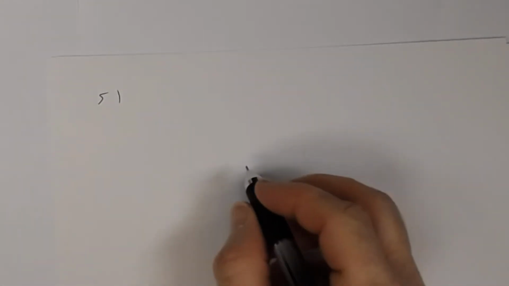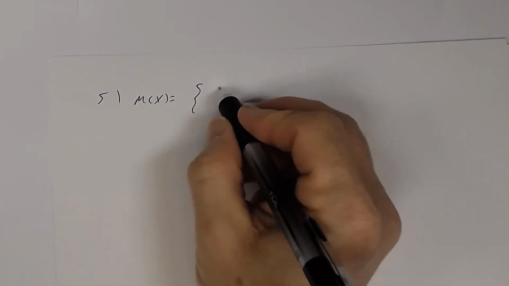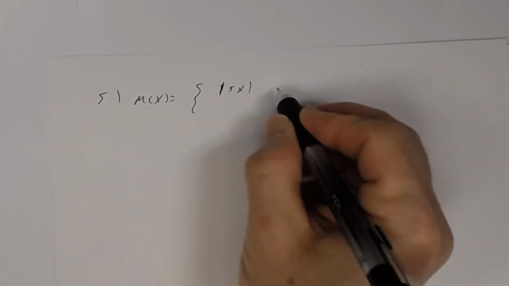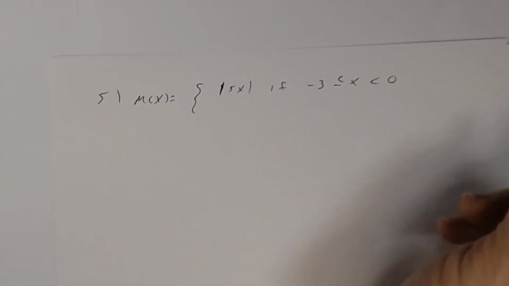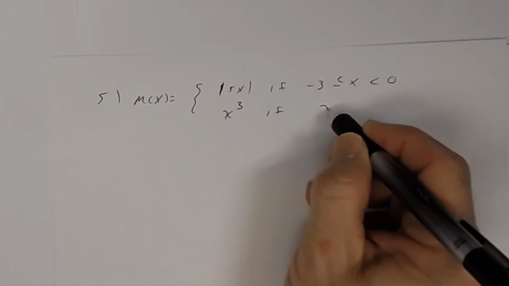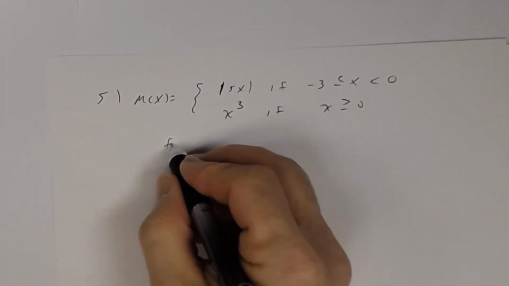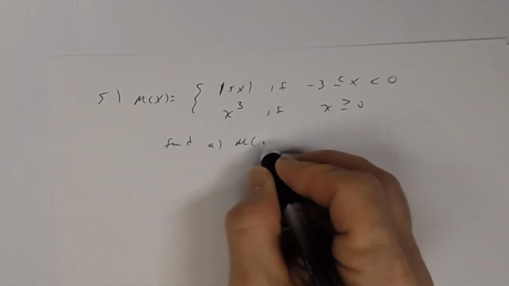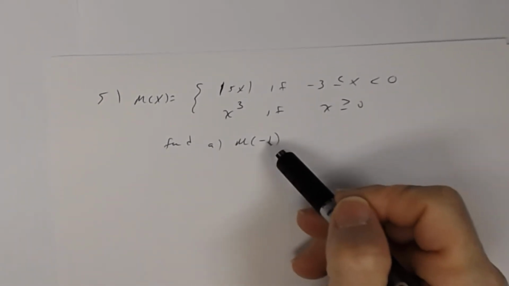Okay, let's do number 5. Let's suppose we had this: m of x is equal to the absolute value of 5x if negative 3 is less than or equal to x is less than 0, and x cubed if x is greater than or equal to 0. Okay? So let's say you want to find m of negative 1. You have to determine where this negative 1 is located.